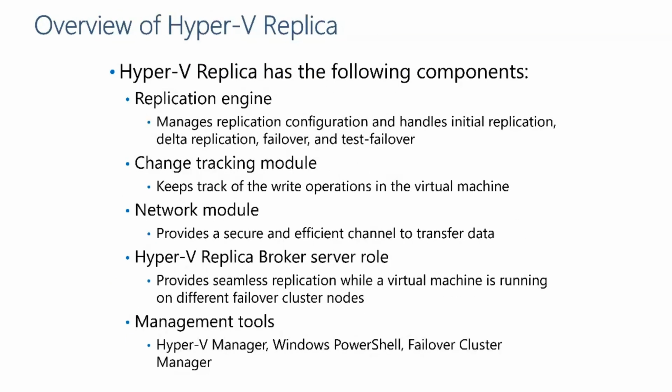So Hyper-V replica has the following components. You need a replication engine, which manages replication configuration and handles the initial replication. That initial replication is important because initial is the first time. Usually virtual machines are quite big, so the first time is a big replication. Afterwards, it's not so big, it's just changes.